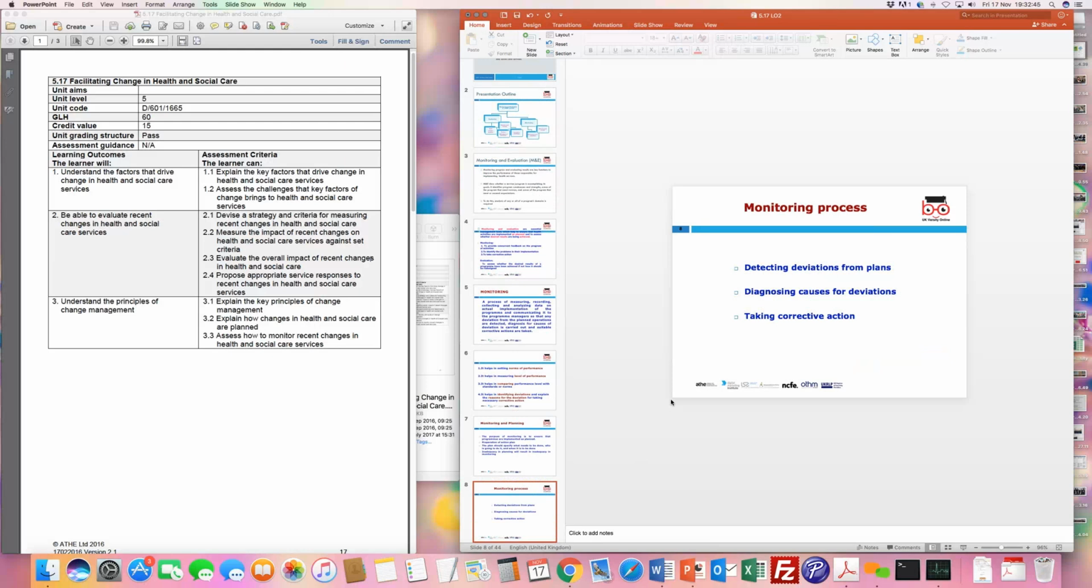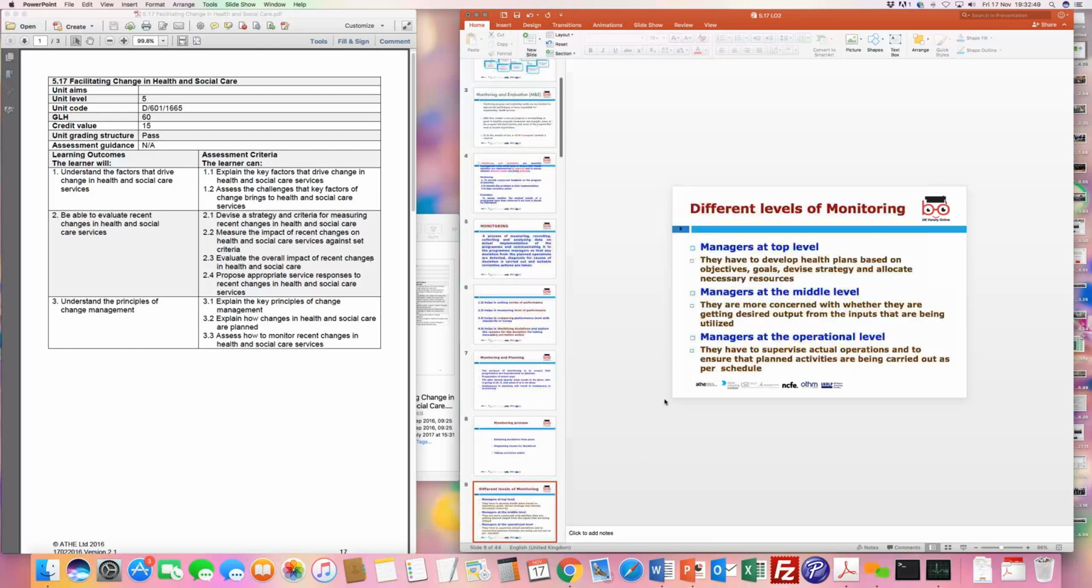So from a healthcare context, these are the 3 reasons why we look at the process of monitoring from a macro view or from a top level. Why do we look at the monitoring process? Now, in general, when you look at monitoring happening within the organization, you look at 3 different types of monitoring.